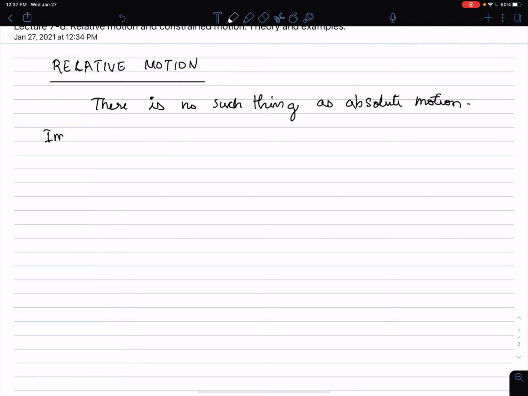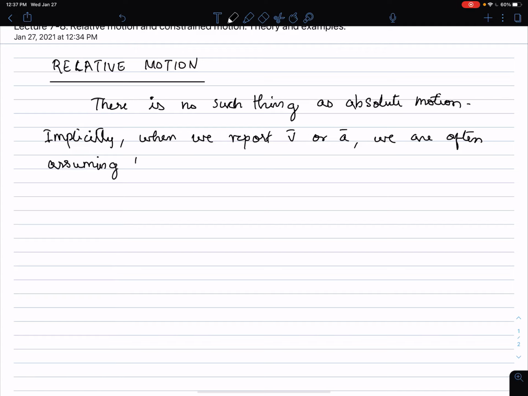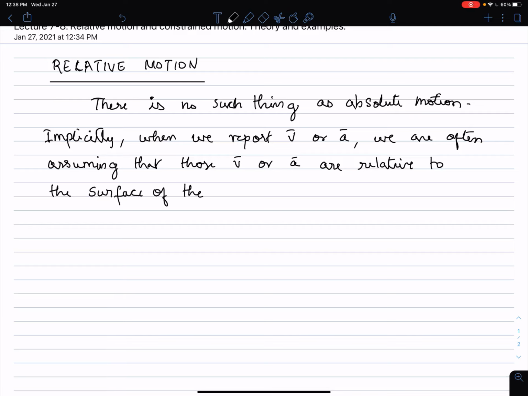So implicitly, when we report V or A, we are often assuming that those V or A are relative to the surface of the earth. So when you say a car is going at 65 miles an hour, that 65 miles an hour is relative to the surface of the earth, specifically the road on which it's traveling.